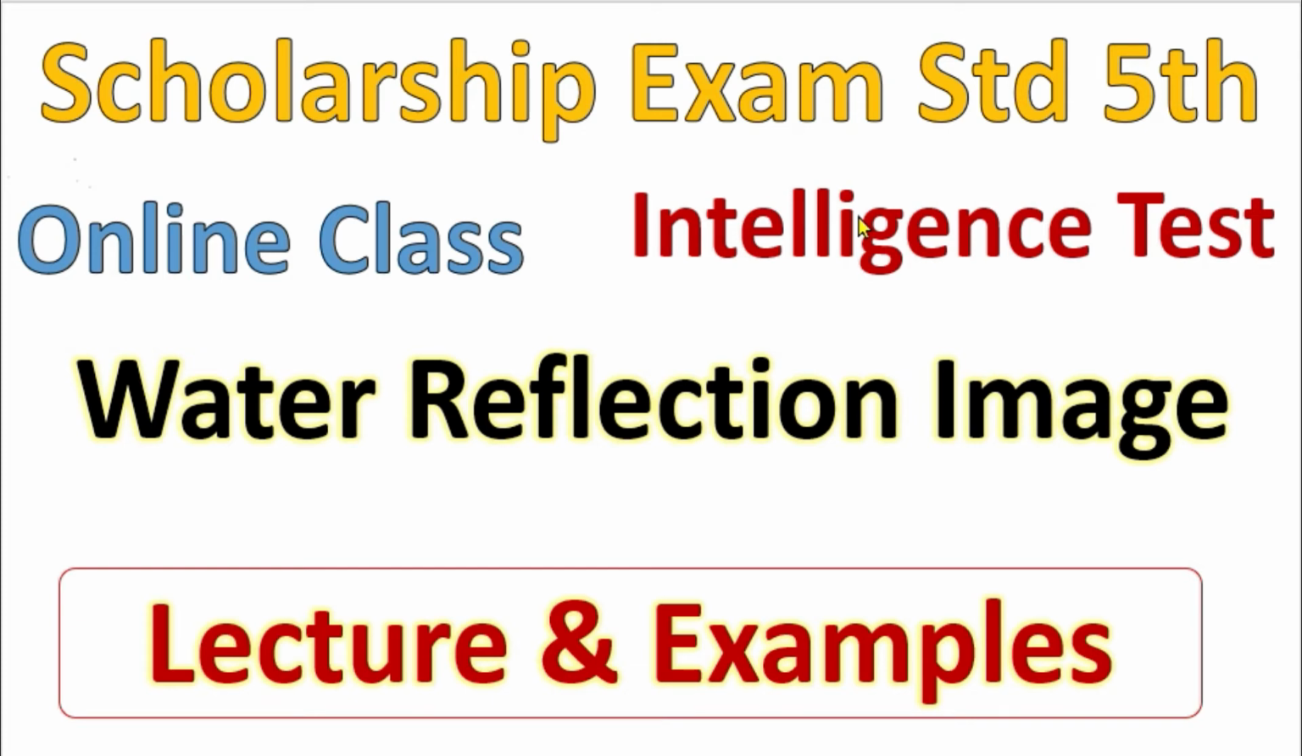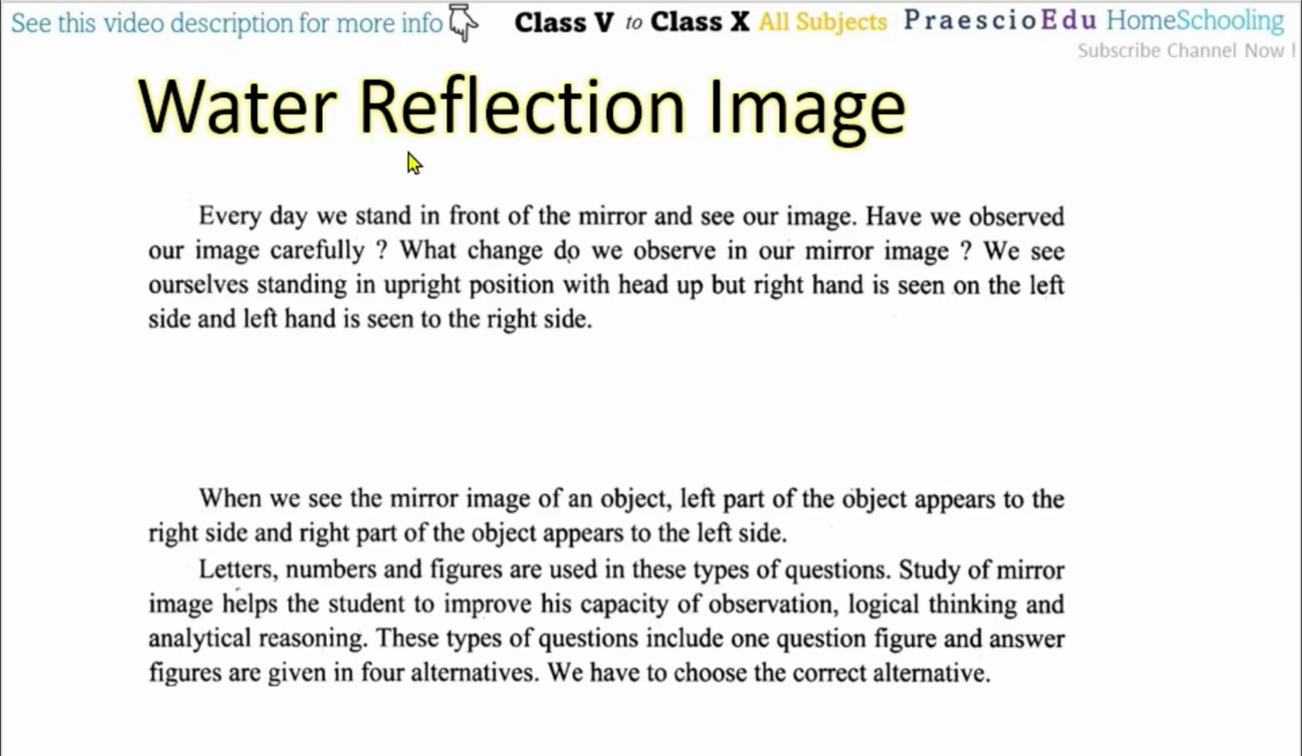This is scholarship exam standard 5th online class, subject intelligent test, and the topic is water reflection image. Means the images which are formed in water, or we can say on a still water surface. So we have to imagine that reflection image, and as per this, from the given options we have to choose which reflection or which image can be formed. Okay, what exactly is the water reflection image?